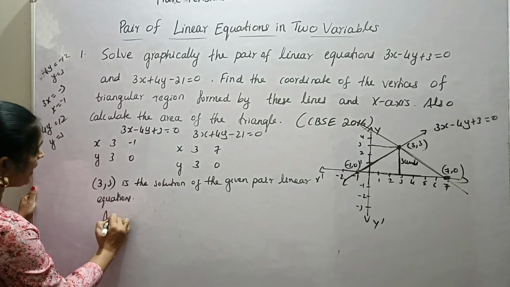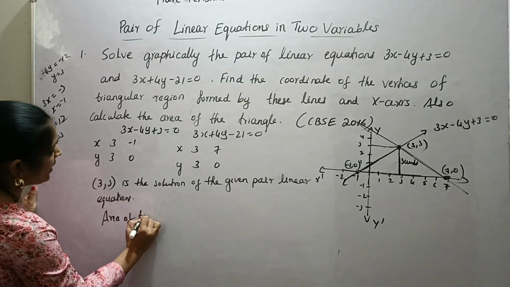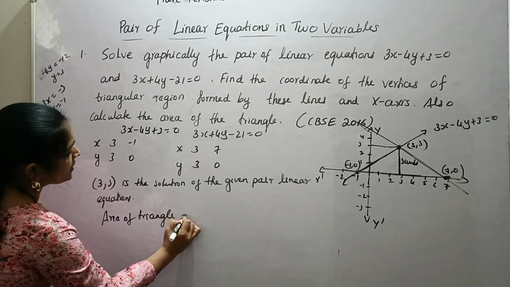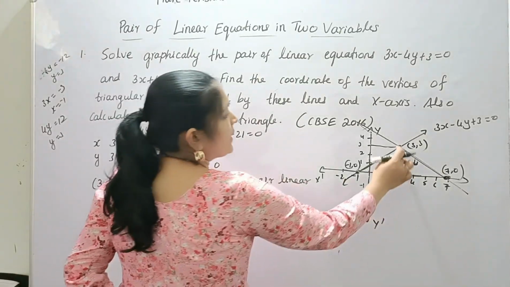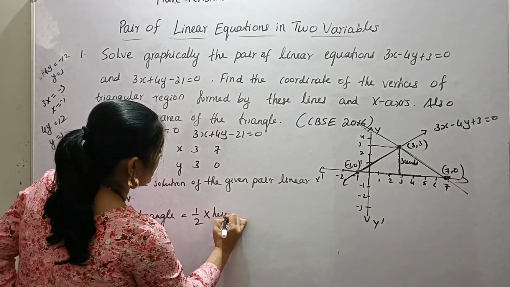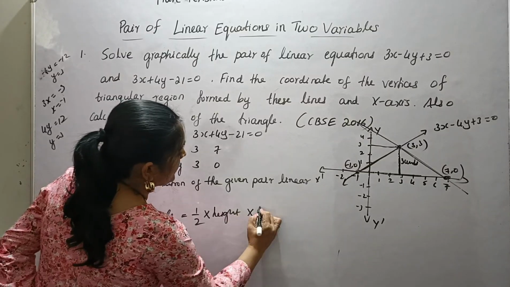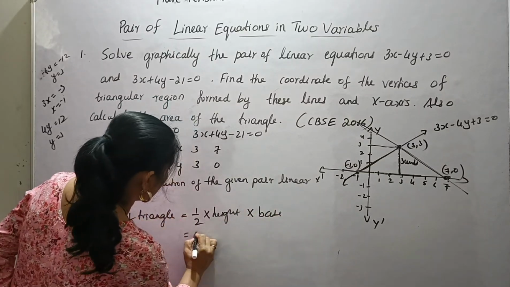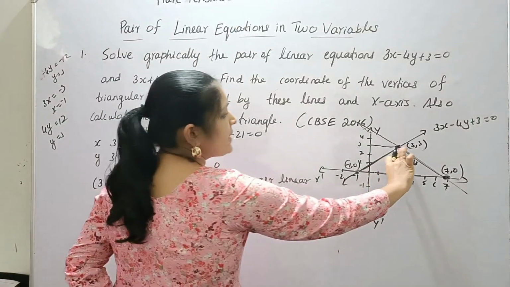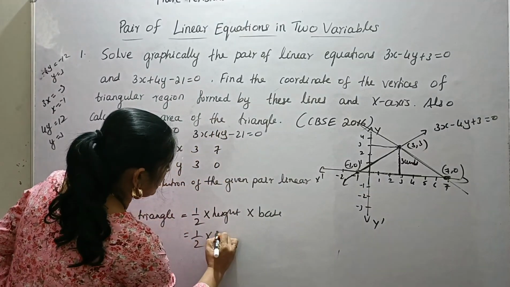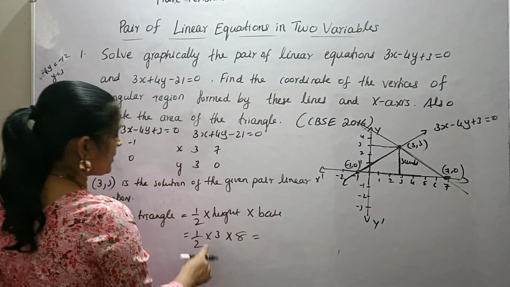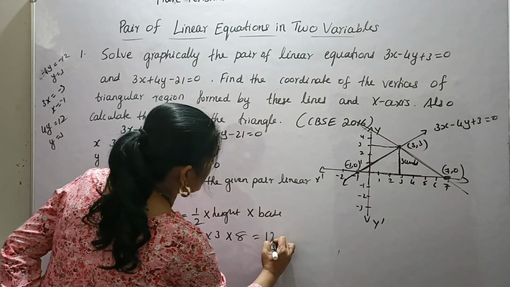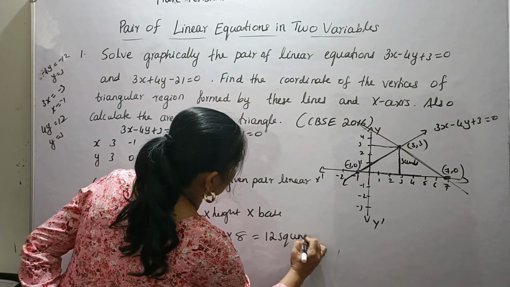So here, area of triangle is equal to 1 by 2 into height into base. So here what is the height? Height is 3 units and base is 8 units. That is equal to 12 square units.